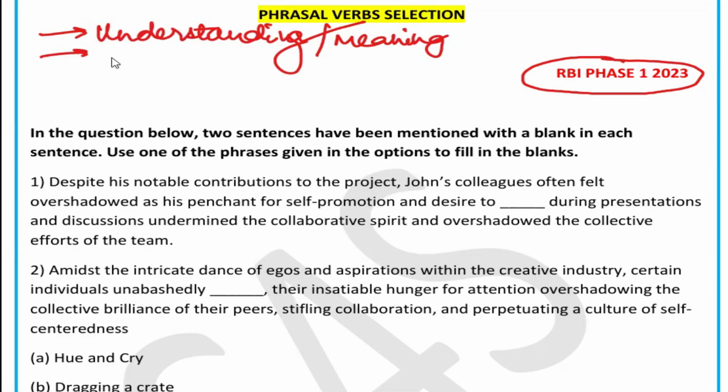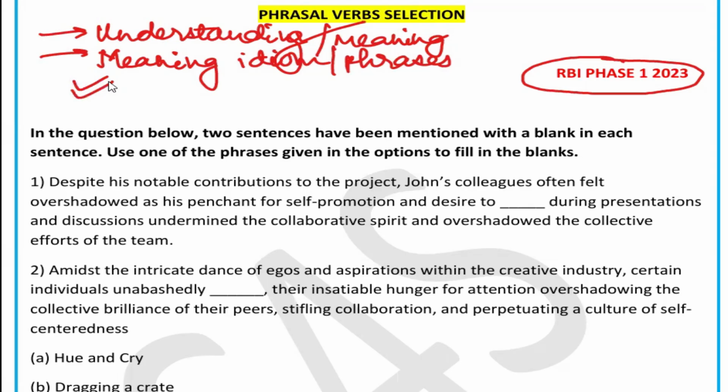Second thing, which is an important aspect of solving such types of questions, is understanding the meaning of the idioms or the phrases given in the options. In the given options, what is actually the meaning of the phrases? Why is this necessary? Because it gives you an idea of which phrase or idiom will fit into that particular sentence. So that is why understanding the meaning of idioms and phrases matters.